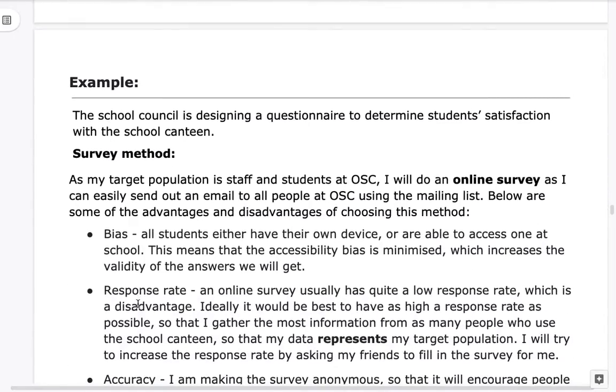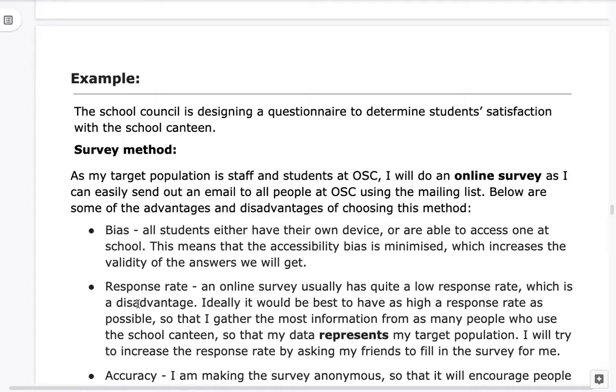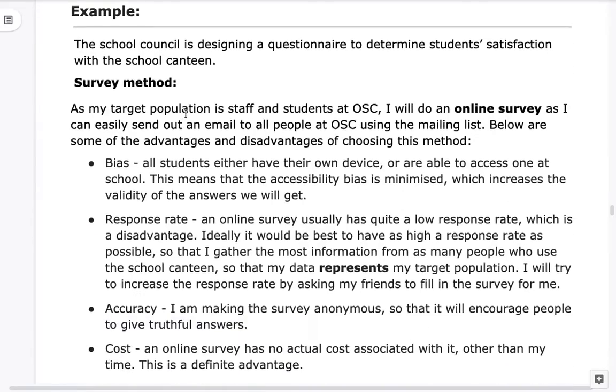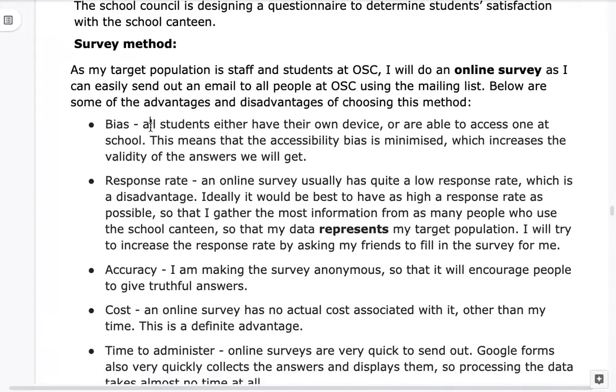So let's have a look at an example. School canteen, they want to find out about students' satisfaction with the school canteen. So they've done an online survey, and I've done this because I've got an email address for everybody at OSC, so that makes it quick and easy for me to do that. But there are some advantages and disadvantages of this particular method. So bias, we know that all students have got their own device, or we've got computers around the school and in the library where they can access it. So that means the accessibility bias is minimised, which is a good thing.